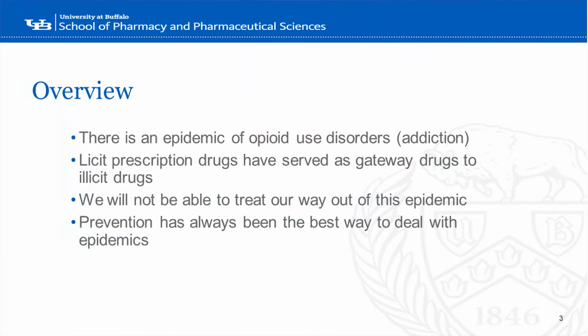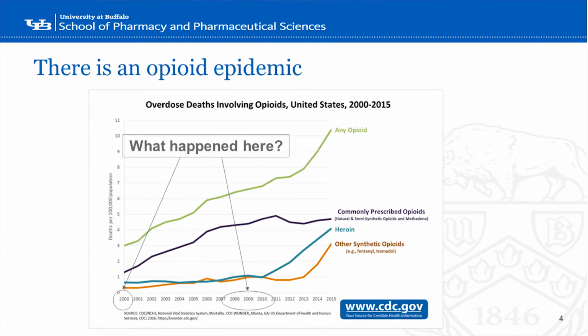As an overview, most of you know that there is an epidemic of opioid misuse in this country. Illicit prescription drugs have served as a gateway to illicit drugs, which has led to this epidemic of opioid misuse. And we're not going to be able to treat our way out of this epidemic. Prevention has always been the best way to deal with epidemics. Epidemic of opioid misuse. And how did this occur?